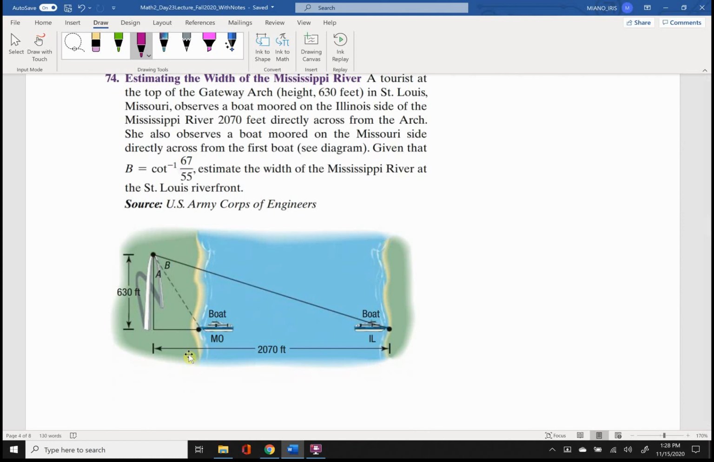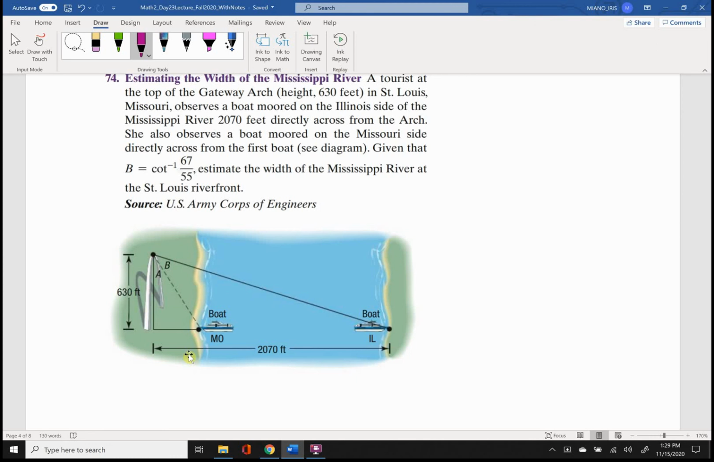Okay, we are estimating the width of the Mississippi River. A tourist at the top of the Gateway Arch, height 630 feet, in St. Louis, Missouri, observes a boat moored on the Illinois side of the Mississippi River, 2,070 feet directly across from the arch. Now, what does the word moored mean, you might wonder? I had to look it up myself because I wasn't quite sure. It just means that the boat is anchored or tied to some kind of post on the side in which it's mentioned.